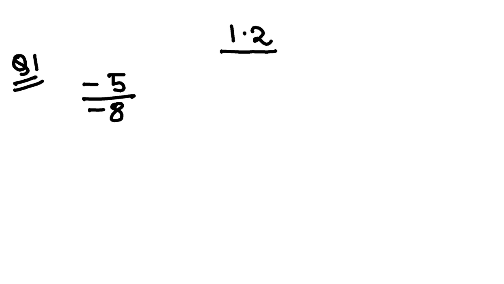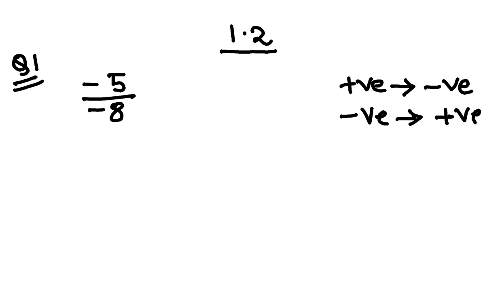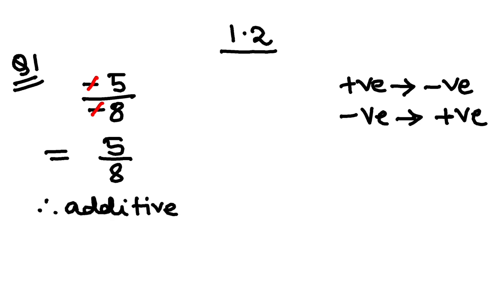Now, what is additive inverse? If the number is positive, its additive inverse will be its negative. If the number is negative, its additive inverse will be, of course, its positive. Now, minus 5 by minus 8, this minus and minus cancel, is obviously 5 by 8. So it's a positive number, so its additive inverse will be its negative, that is minus 5 by 8.